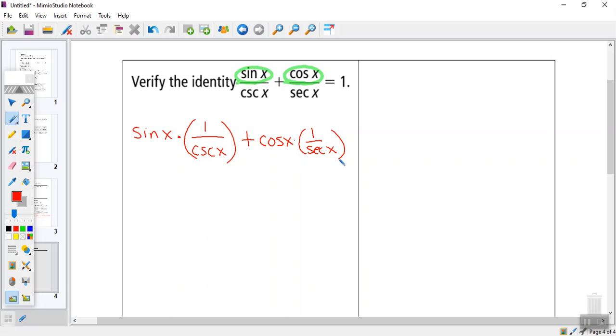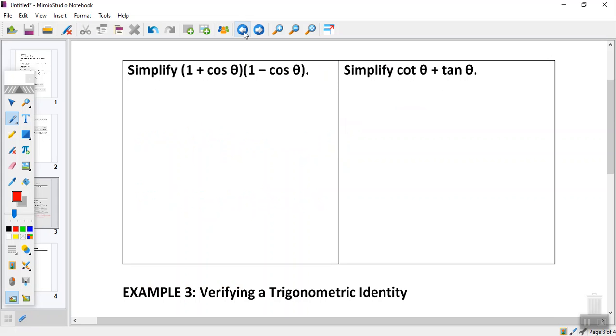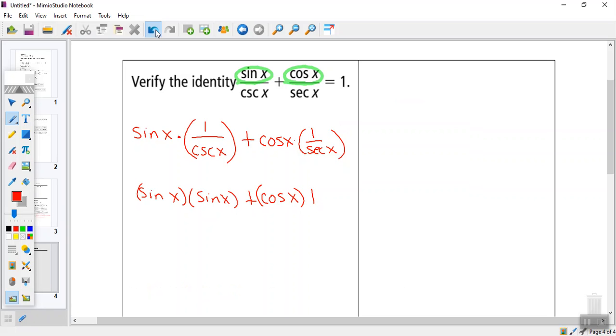How about that 1 over cosecant x? What is that? So this is like sine of x times what? Sine of x times sine of x. Is 1 over secant by chance cosine? Yeah, by chance it is. So how many sines are you multiplying here? 2. So we're now down to sine squared of x, aren't we? Plus cosine squared.